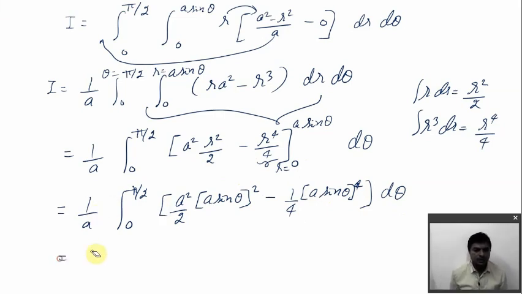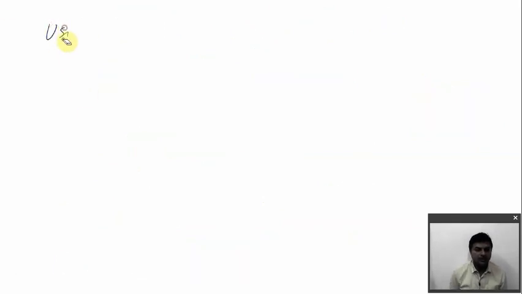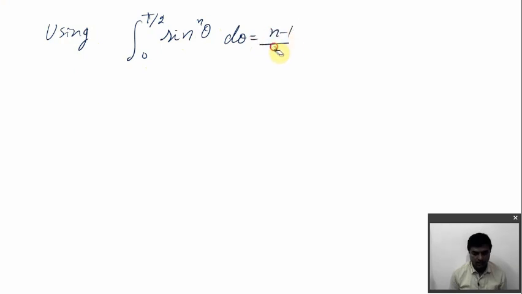This will give you 1 upon a integral 0 to pi by 2. Here you can see a square is there, and again a square is there, so I can take this as a raised to 4 upon 2, then sine square theta, minus 1 upon 4. Here again a raised to 4 is there, so I'll take a raised to 4 sine raised to 4 theta d theta. Now I have to remember this one formula: integration 0 to pi by 2 of sine raised to n theta d theta is equal to (n minus 1) upon n into (n minus 3) upon (n minus 2) dot dot dot 1 upon 2 into pi by 2.